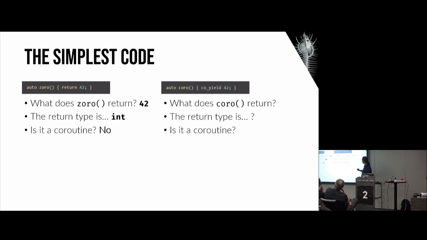Okay, so now we have this function, coro. It uses the keyword co_yield. What does it return? Not 42. What's the return type? Coroutine object. Yes, it's a coroutine, right? So how do we use it?